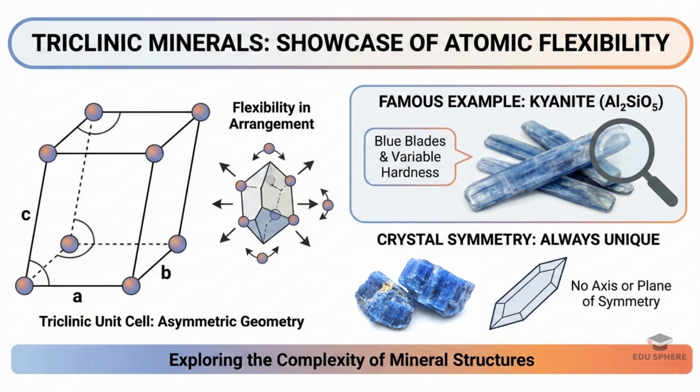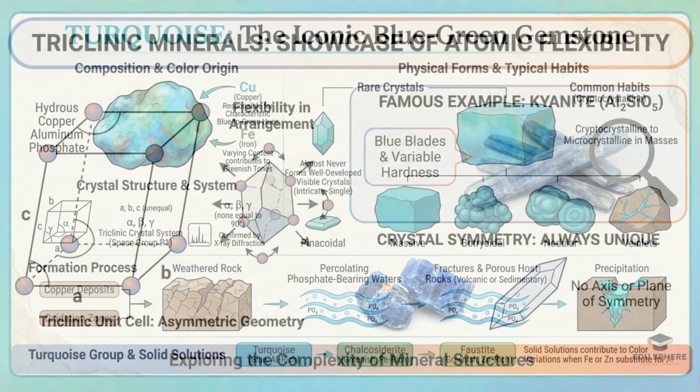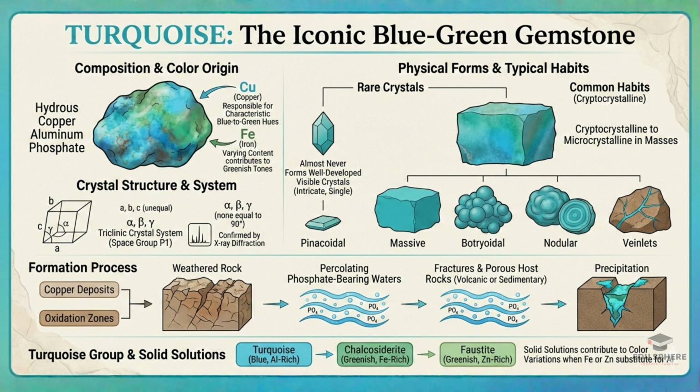Triclinic minerals are perhaps the best showcase of atomic flexibility. Famous examples include kyanite, which is known for its blue blades and variable hardness. Kyanite's crystals are always unique and asymmetric. Turquoise is the iconic blue-green gemstone, which forms intricate, irregular crystals that owe their appearance to the triclinic system.